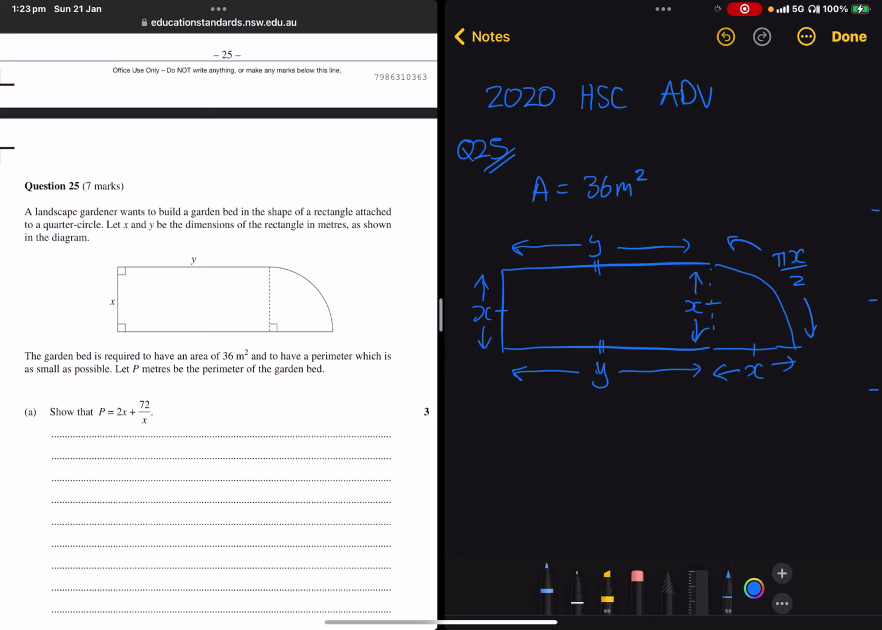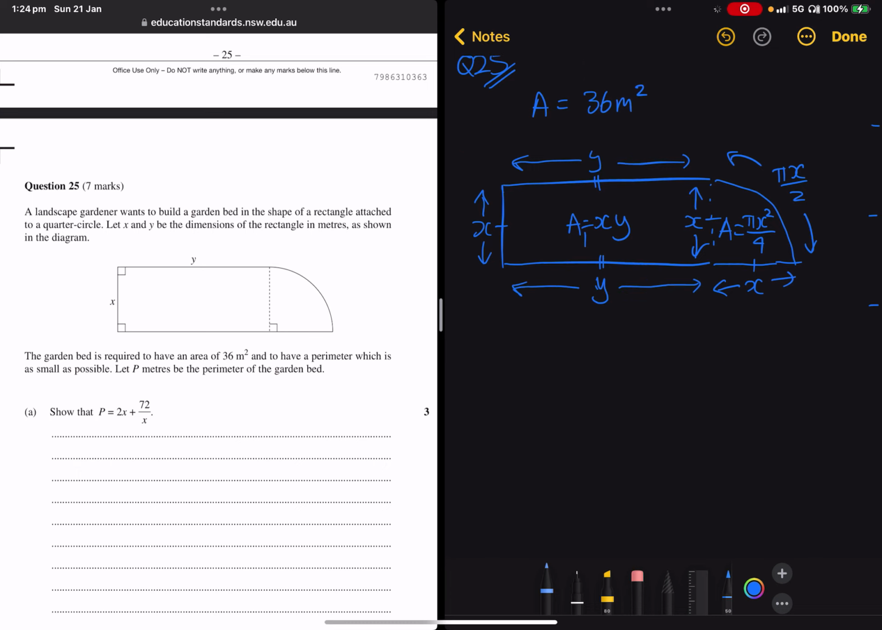So we have this. Now we know the area of the rectangular part of this shape is xy, and we'll call this area 1. And we know the area of the circular part: the area of a circle is pi r squared. The radius here is x, so the area of a full circle, this size, would be pi x squared. So this area is going to be pi x squared divided by 4.